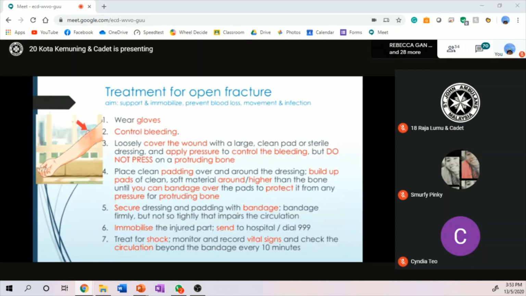Okay, and then monitor and record vital signs. Vital signs are things like pulse rate, breathing, blood pressure. And then of course check the circulation beyond the bandage every 10 minutes, like how you treat the closed fracture.